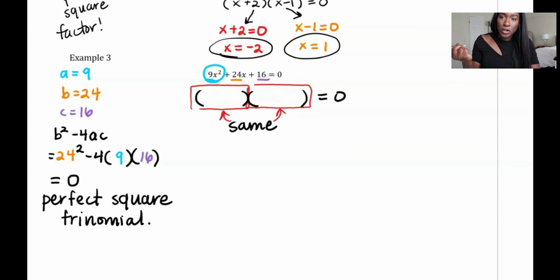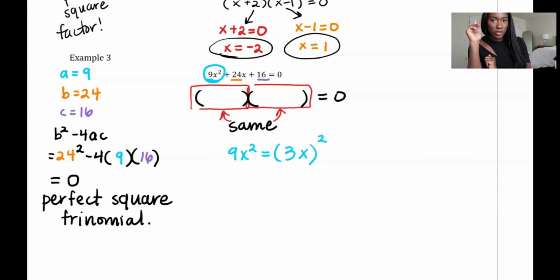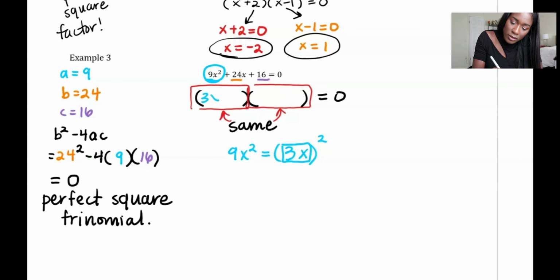Start with the first term, 9x squared. If your quadratic is a perfect square trinomial, then that first term is a perfect square, meaning that first term is something squared. Obviously, it has to have an x in it because it has an x squared in it. And then how do I get 9? Well, I square 3. So it's (3x) in parentheses, all squared. Whatever you squared to get the first term goes there and there.